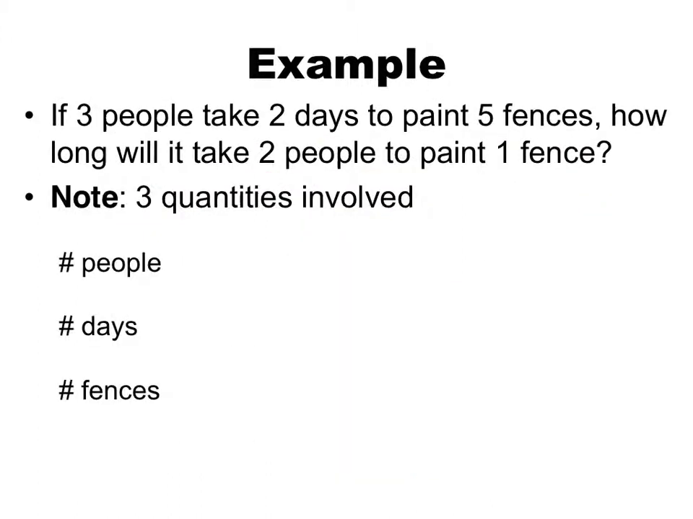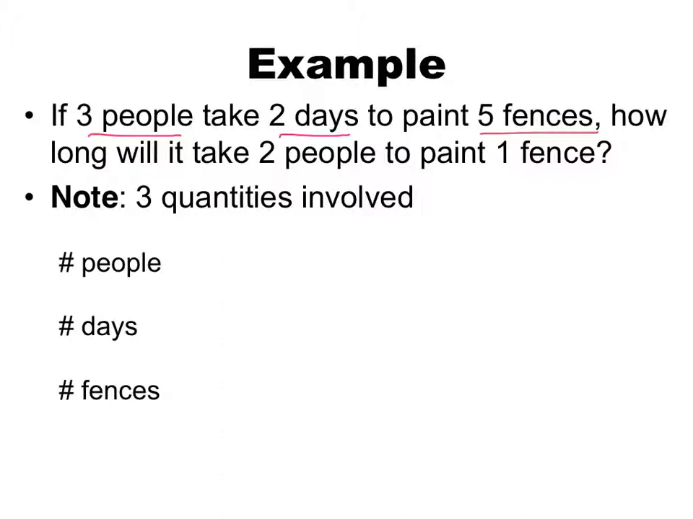Now our last example is going to be just a variation of this previous example. Say that we have 3 people, and it takes 2 days to paint 5 fences. How long will it take 2 people to paint 1 fence? So if we take a step back, notice that we've got 3 quantities involved. We've got the number of people, the number of days, and the number of fences. Now we're going to assume that every person works at the same speed, and we're going to assume that all the fences are the same size.